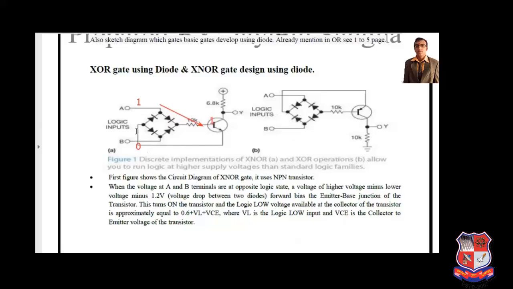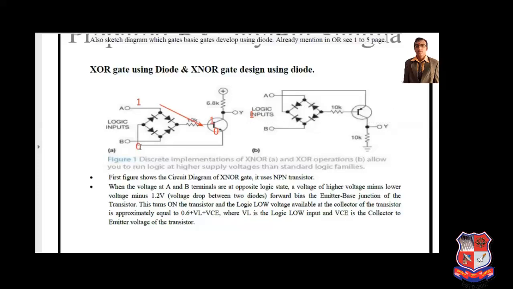But here 0 volt. So diode acts as an open circuit. So whatever terminal, here 0. So diode acts as an open circuit. Here also 0. So here we cannot get voltage. So here we get 0 voltage. Here we will not get 1, here we will get 0. So the complement of 0 will be 1.